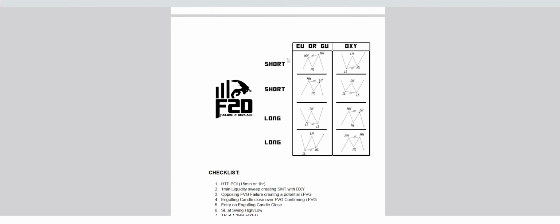When we're looking at SMT, this is how SMT will present itself. So we have the euro and the pound on the left and the dollar on the right. So these pairs are inversely correlated. So in normal market conditions, when the euro or the pound is making a higher high, the Dixie should be making a lower low. If we see the Dixie making a higher low, then this is an indication that there is manipulation going on between these two pairs, and we should be looking for short trades.